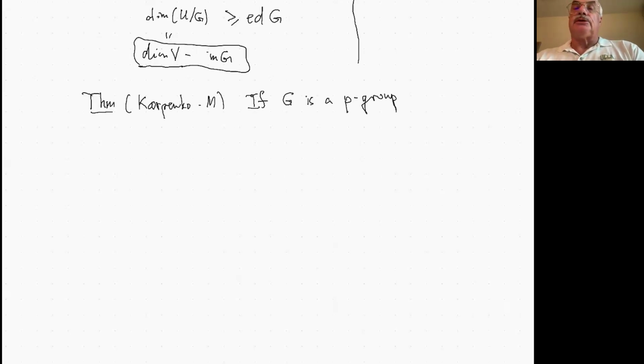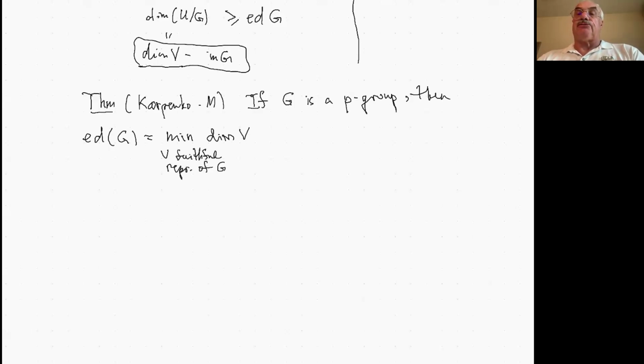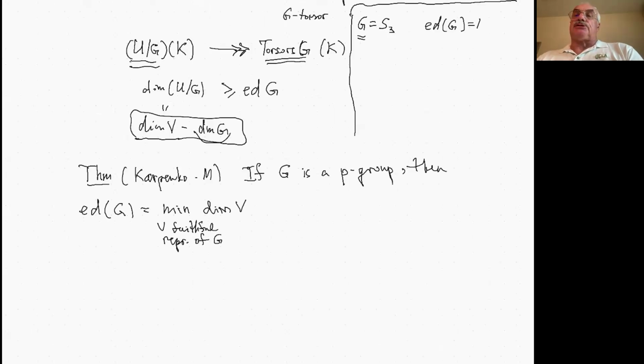Then the essential dimension of G is equal to the minimum of the dimension of V, where V is a faithful representation of G. So, of course, the dimension of G is 0 in this case, and we have exactly the equality given by the upper bound, which allows us to compute the essential dimension of p-groups. Okay, I should stop now. Thank you very much.